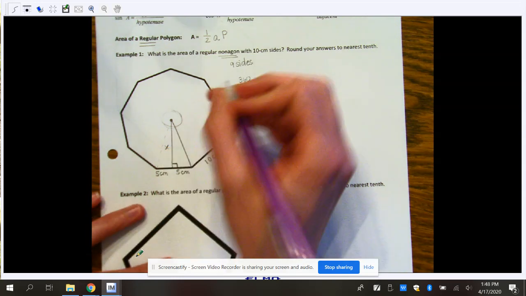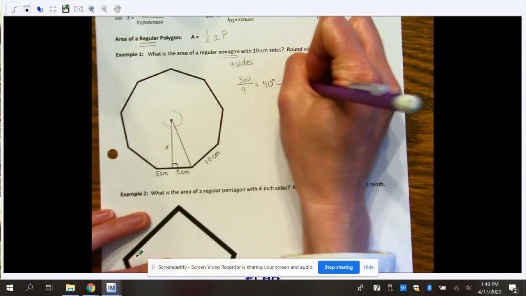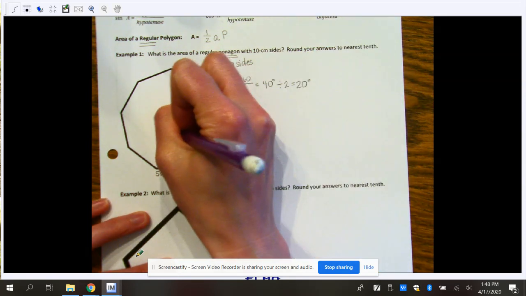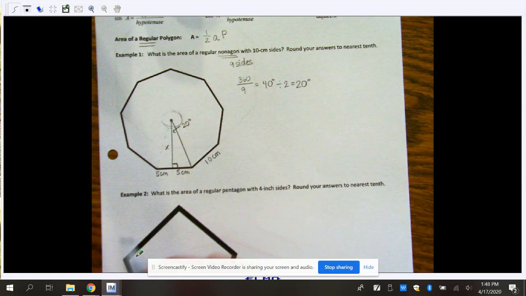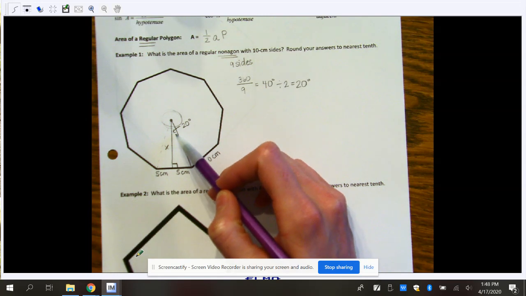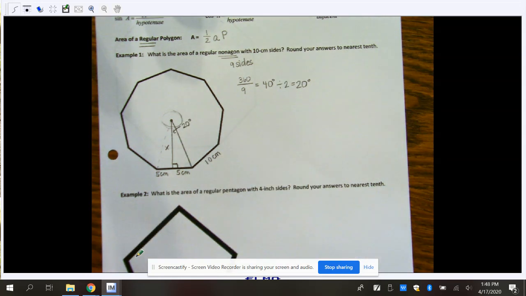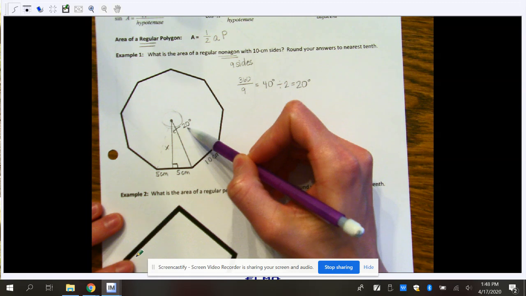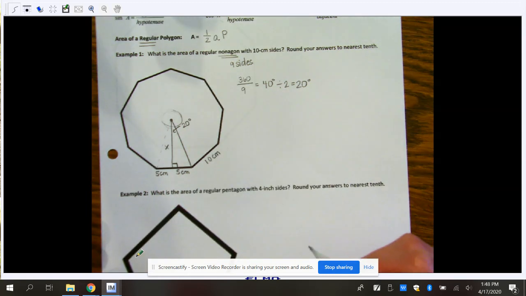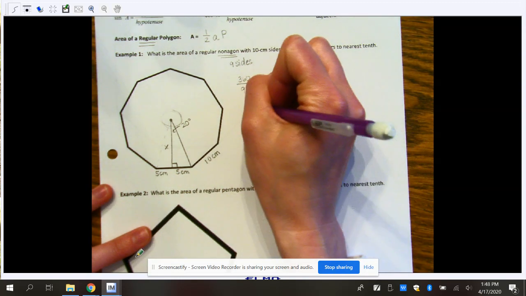But I am only concerned with half of that. So when I divide that by 2, I get 20 degrees. That's this angle right here. Now we can use either special right triangles or trig, and this is where you decide which method to use. The special right triangles are 30-60-90 and 45-45-90. Since this angle is 20 degrees, that's not going to use any special right triangles.